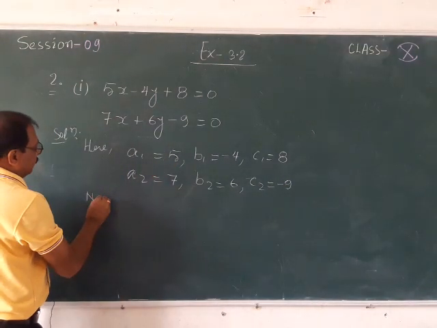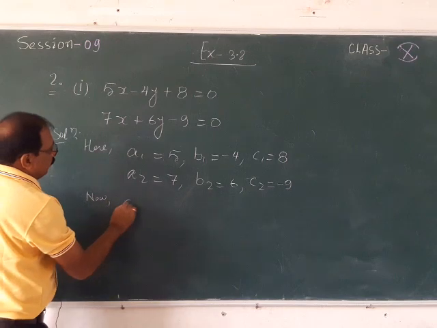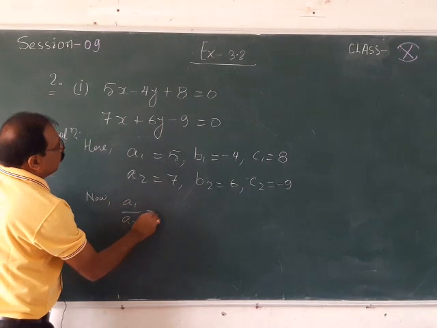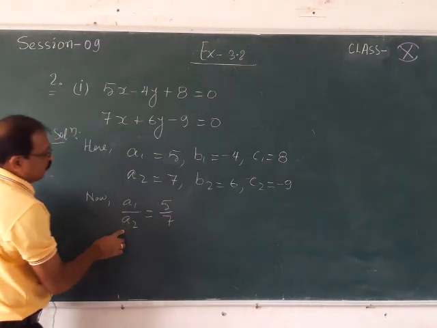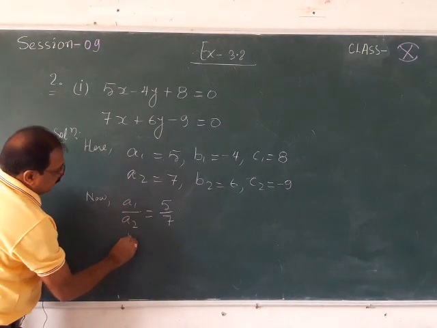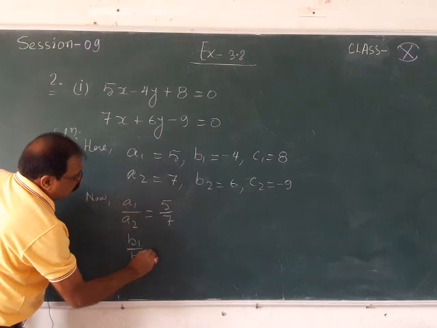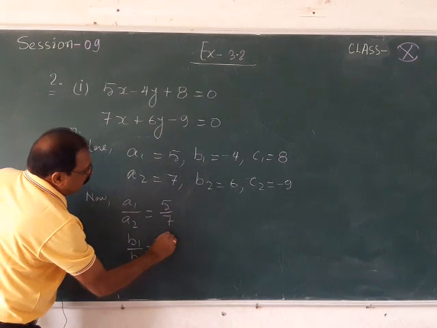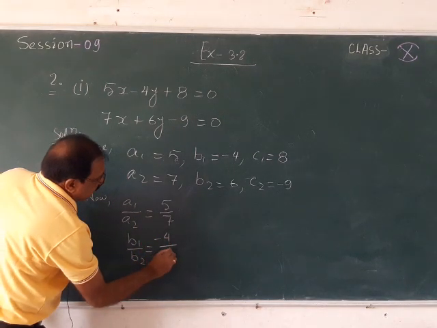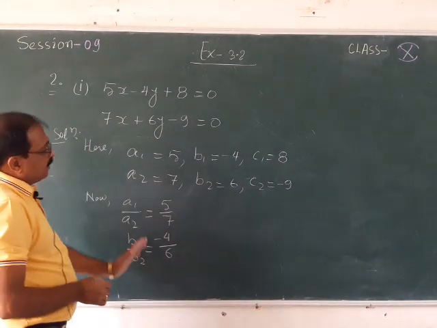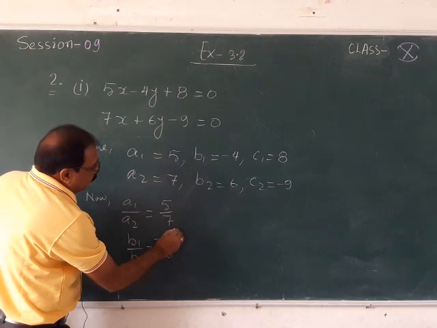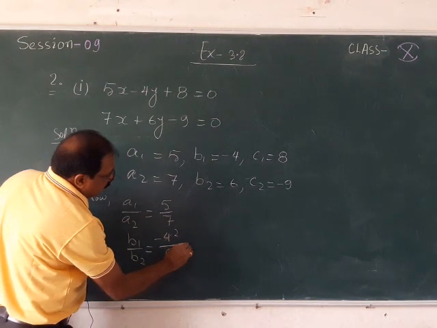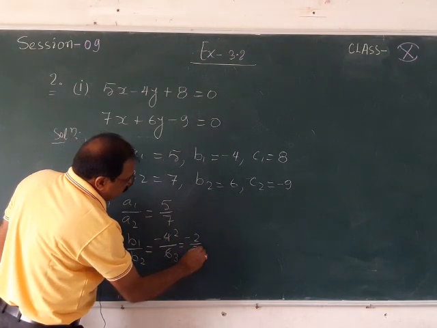Now we will check A1 by A2. So A1 is 5 and A2 is 7. Then I will write B1 by B2. So here B1 is minus 4 and B2 is 6. And if your fraction is not in its lowest terms, you can cancel the numbers. 2 twos are 4, 2 threes are 6, no problem. You can cancel it and write it as minus 2 by 3.